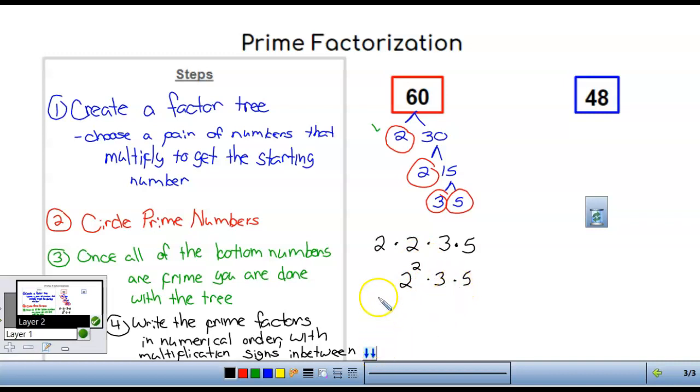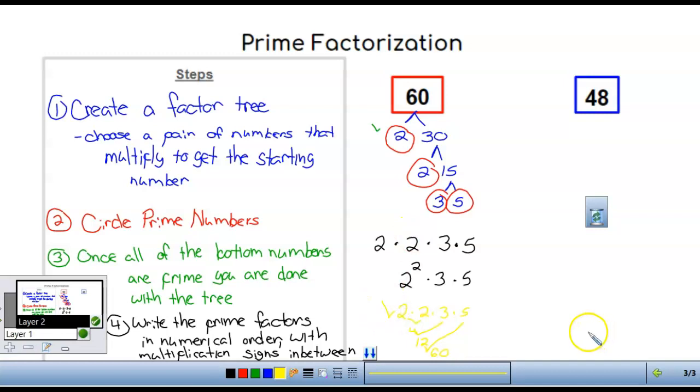Okay, and I am going to do just a little check. I'm going to do it in yellow. What should happen is if I did this right, if I do 2 times 2, I get 4, times 3, I get 12. 12 times 5, I get 60, which is what I originally had.